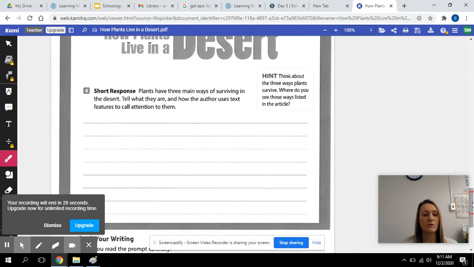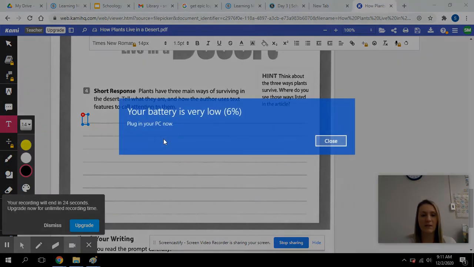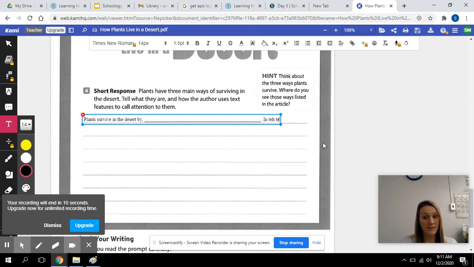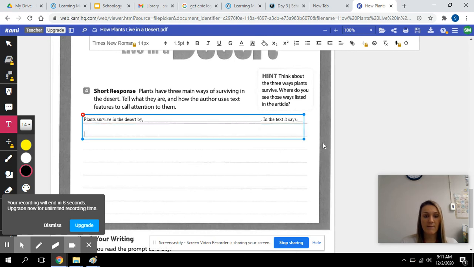And then lastly, you will do your race strategy. So plants have 3 means of surviving in the desert. Tell what they are. Plants survive in the desert by, how do they survive? Tell me what the text said about that. Tell me what the text actually said. In the text, it says what? And then where did you find this information?